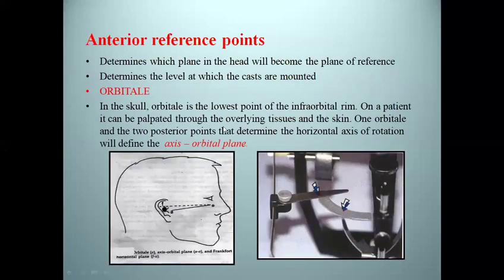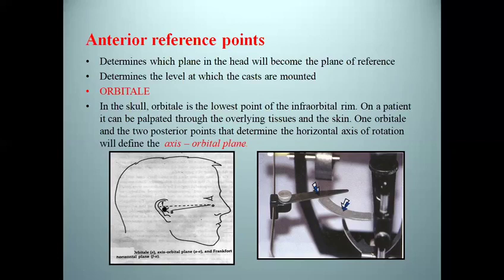Anterior reference point. First is the orbitale. In the skull, the orbitale is the lowest point on the infraorbital rim. On a patient, it can be palpated through the overlying tissues in the skin. You can see this O position mark. This is the orbitale.